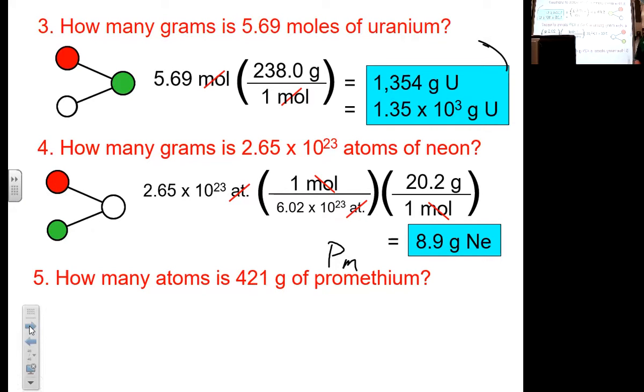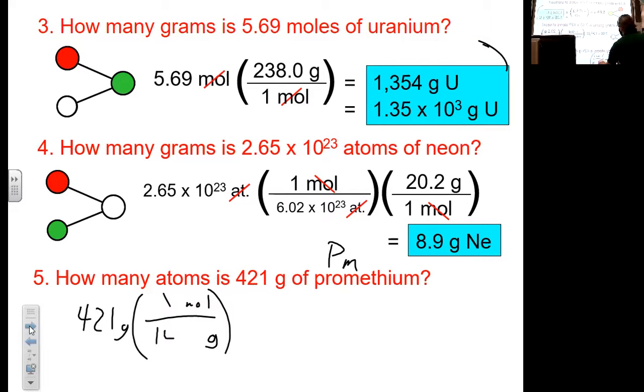Start off with exactly what you have, 421 grams. Draw my fraction. What's going on the bottom? Grams. Grams on the bottom. What's on top? Atoms. Can't do it. Oh, we got to get to moles first. Very good. Grams on the bottom, moles on top. Magic number for moles. Anybody find PM yet? 145. Nice, easy number to work with, right?